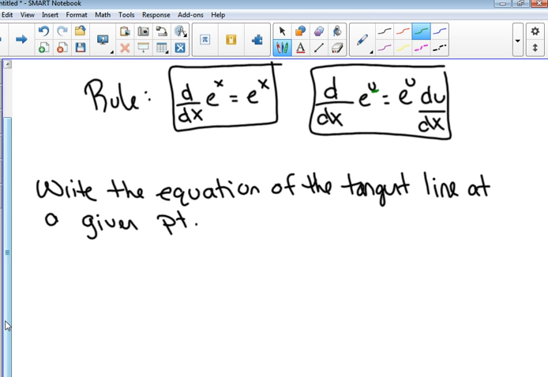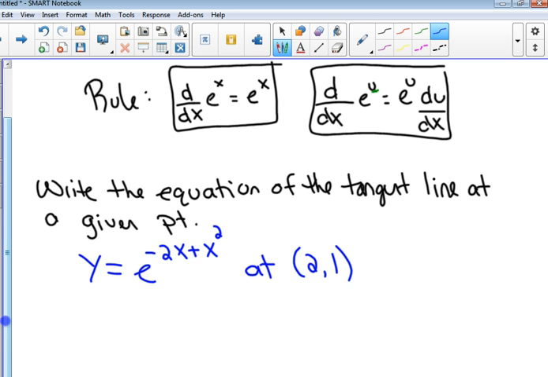So we did this a long time ago, back with polynomials and all kinds of other stuff. So here's your equation, y equals e to the negative 2x plus x squared at the point (2, 1). Okay. So the big thing we need to figure out is, what do we need to write the equation of a tangent line? Anybody know?